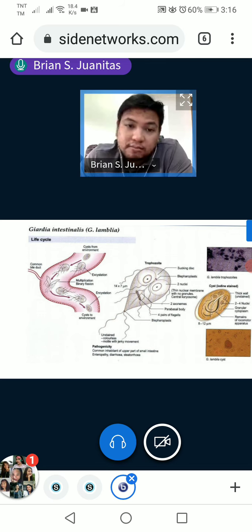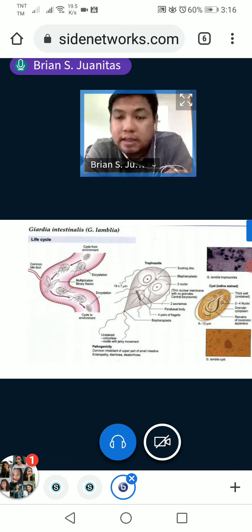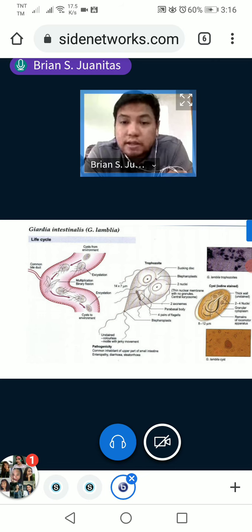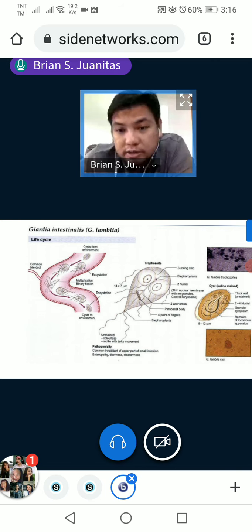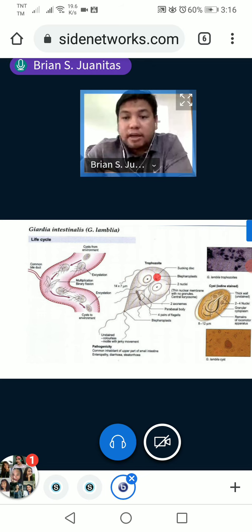So, it is the life cycle of Giardia lamblia. As we have been saying a while ago, Giardia lamblia has two morphologic stages. It has a cyst and it has a trophozoite. This is its sucking disc, class. Here, sucking disc. Okay? So this is what sucks nutrients from the microvilli or the villi of the intestine.